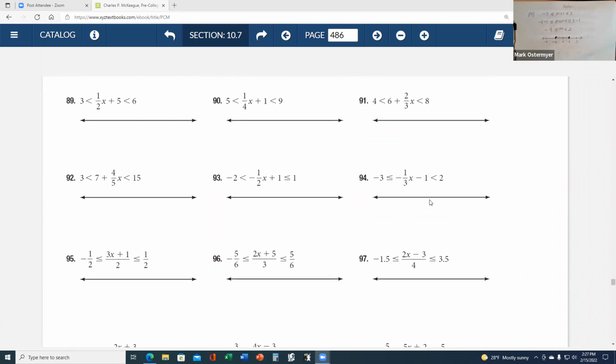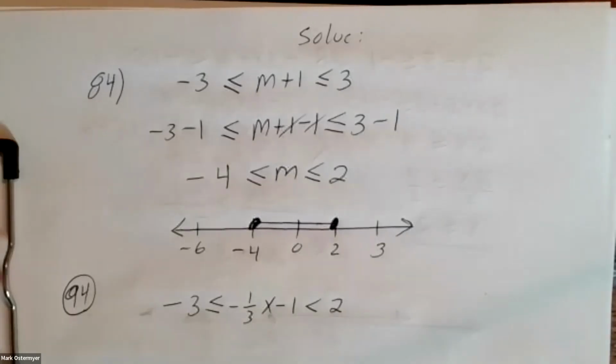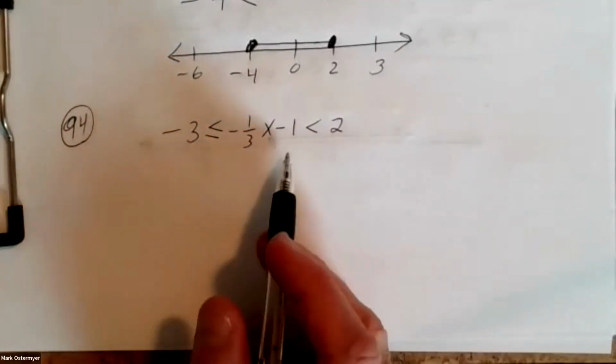Okay, I'm going to do number 94. It does have one fraction in it, and I'll show you how to handle this. No big deal. Number 94. So we got -3 is less than or equal to -1/3 x minus 1, and at the same time that has to be less than 2. We're going to solve for the solution set for this compound and inequality.